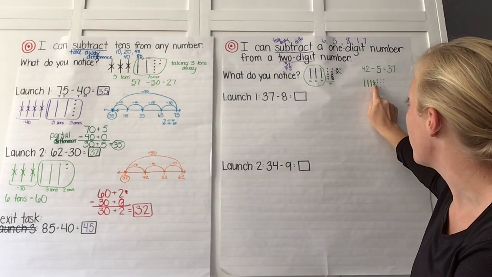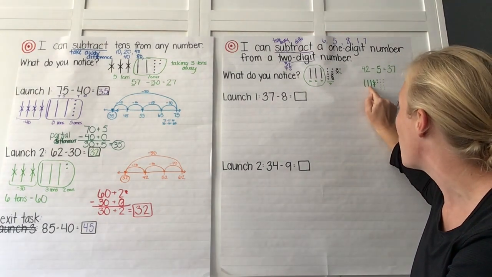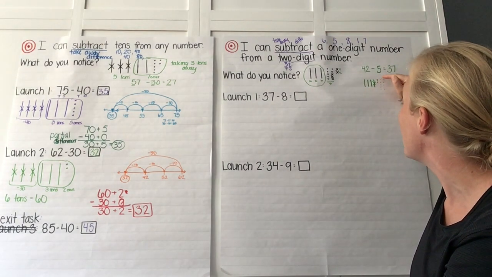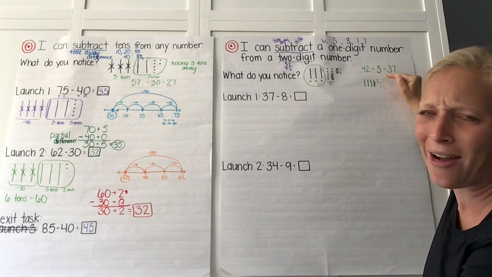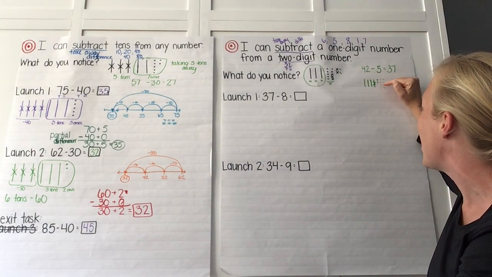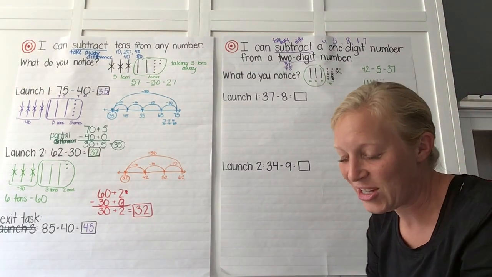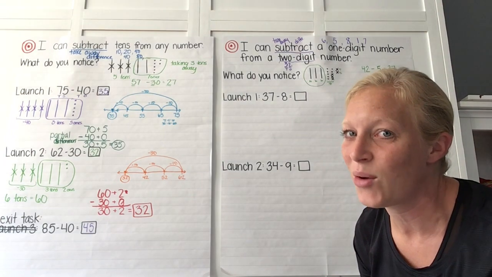42: 10, 20, 30, 40, 41, 42. It's the same as 10, 20, 30, 31, 32, 33, 34. Help me count, guys. 35, 36, 37, 38, 39, 40, 41, 42. It's the same number. It's just represented a different way.